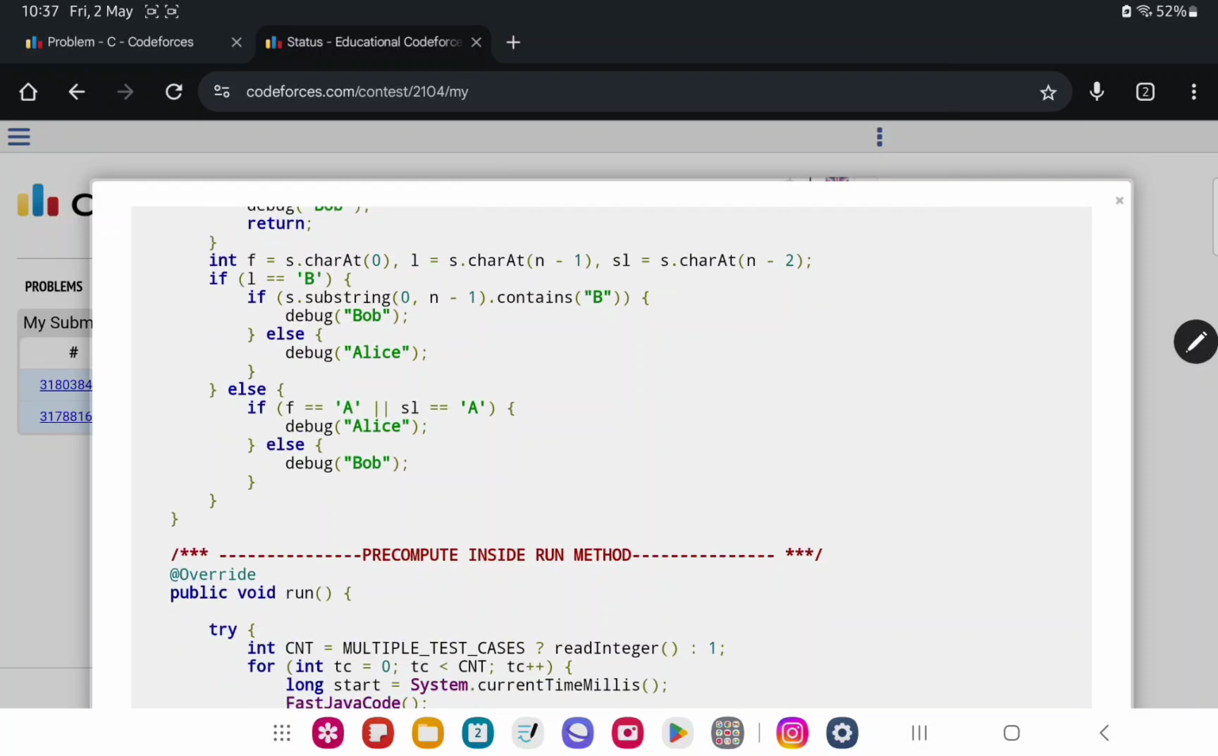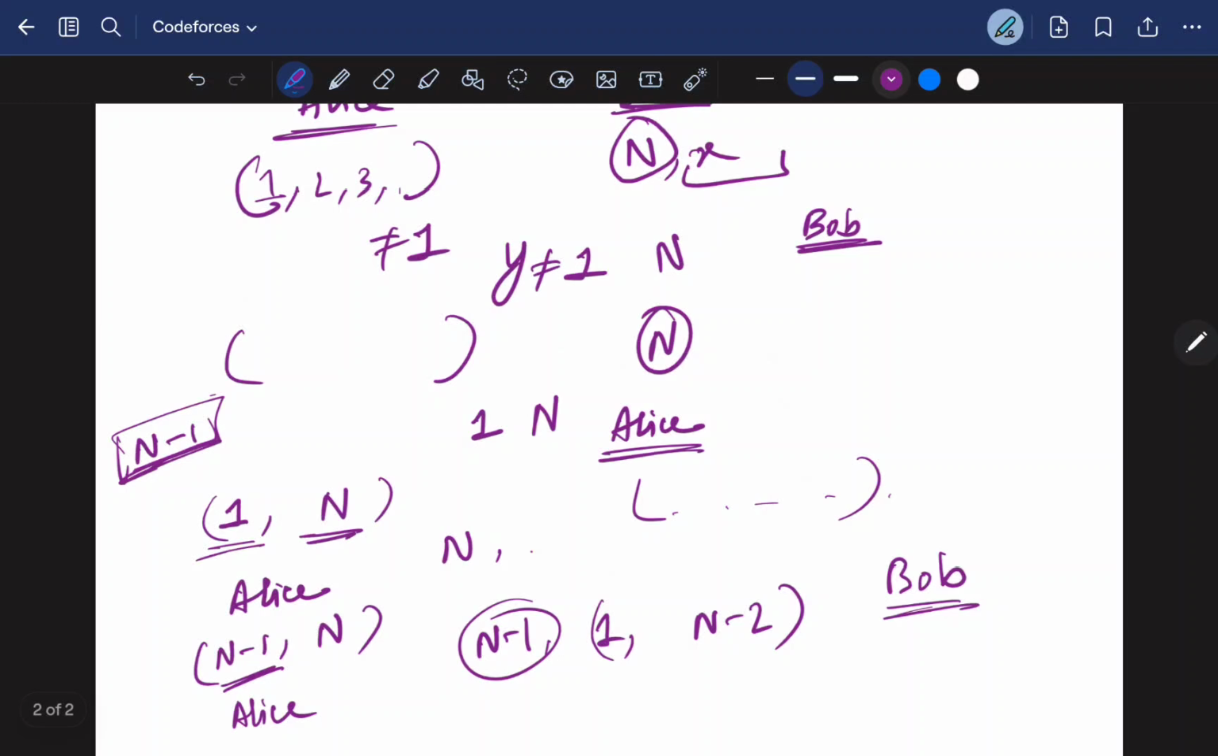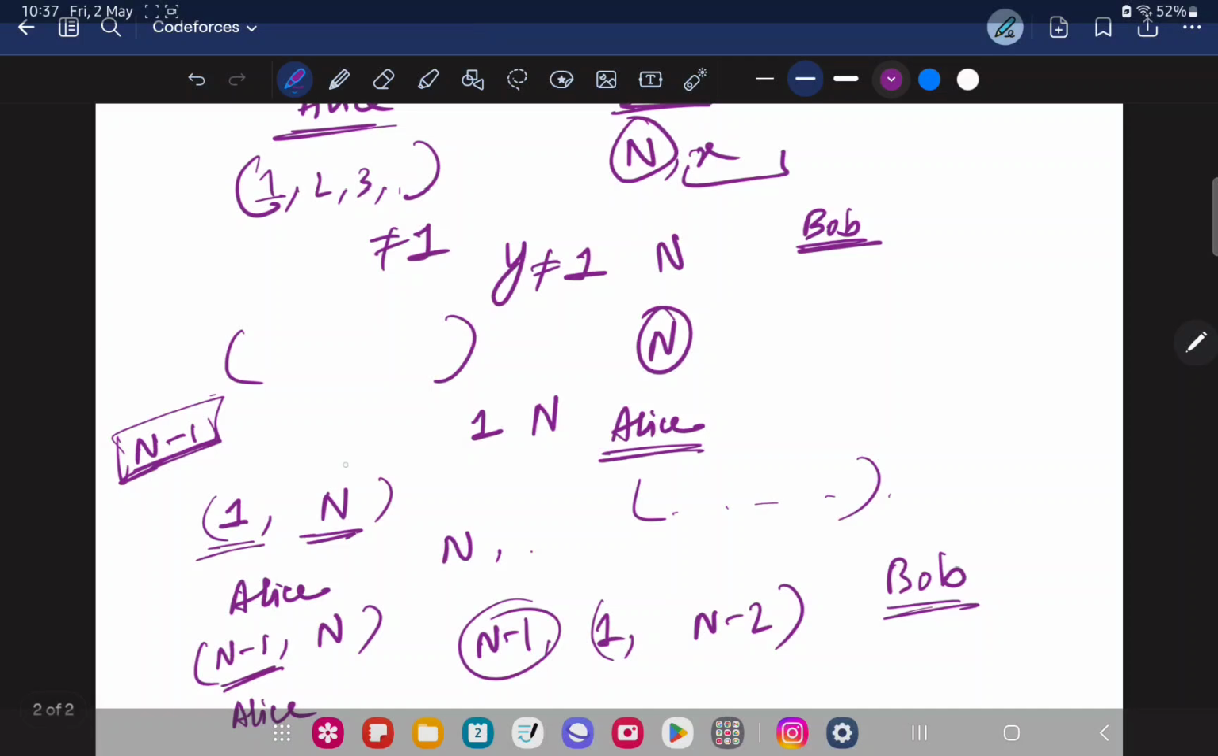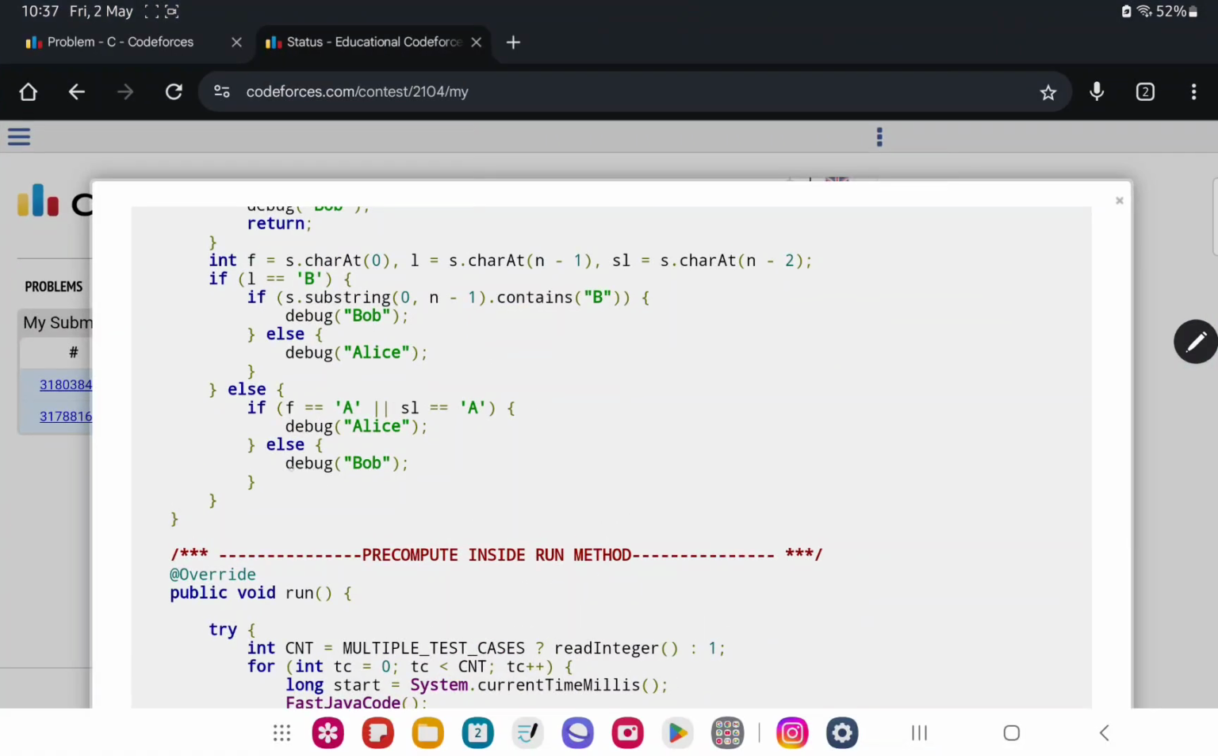What if the last card belongs to Alice? If the last card belongs to Alice, we want to know if the first card also belongs to Alice, or if the second last card also belongs to Alice. In both cases, Alice can win, as I showed. If the first card or the second last card belongs to Alice along with the last card, then Alice can play optimally and win this game. If that is not the case, then Bob will win. Fine.